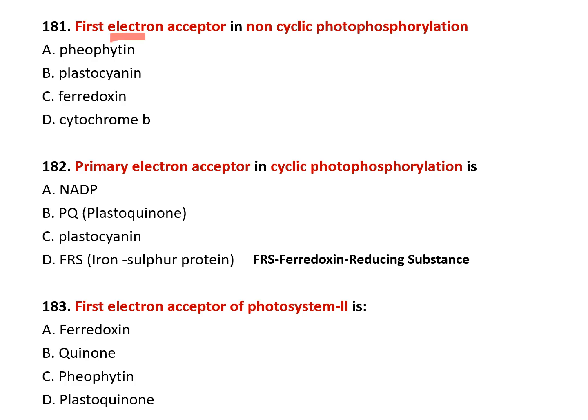The next question, number 181. First electron acceptor in non-cyclic photophosphorylation is option A, pheophytin; option B, plastocyanin; option C, pyridoxine; option D, cytochrome B. The correct answer is option A, pheophytin, which is a most important MCQ.